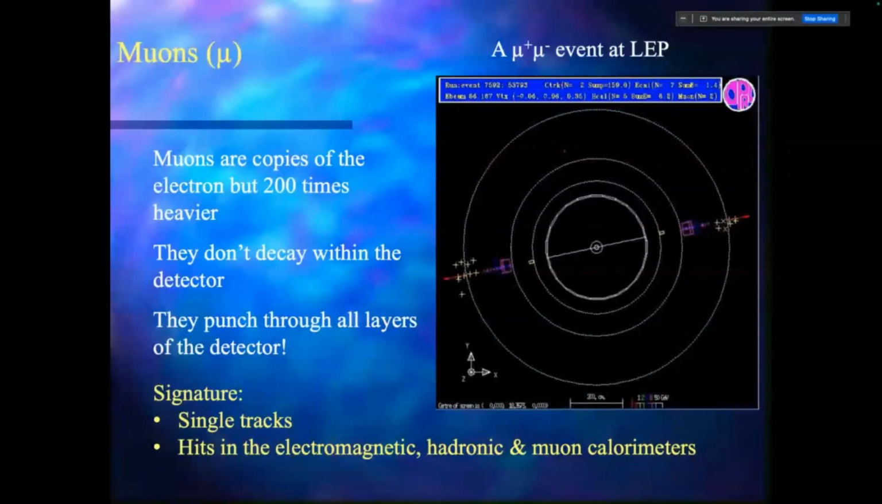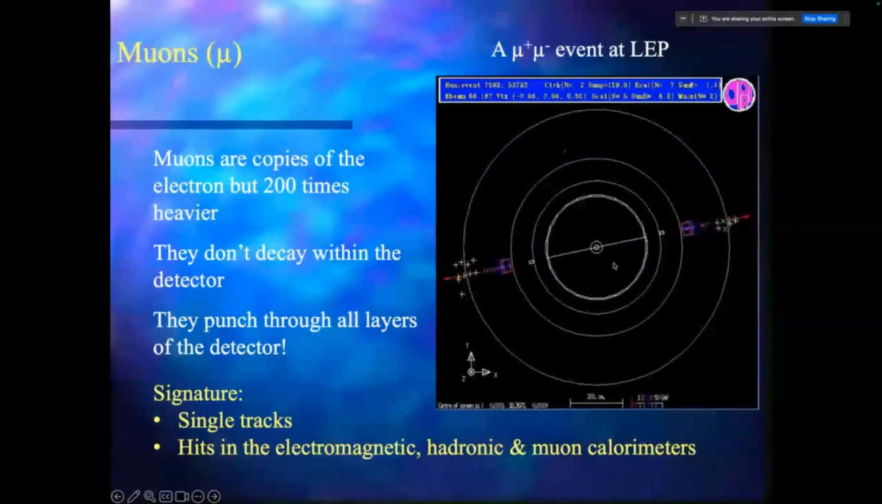So it leaves again a track, as well as hits in all of the calorimeters, so the electromagnetic, the hadronic, and then the muon chamber. So you expect a single track plus hits all throughout the detector. Again, this is an example of a muon anti-muon event, or mu plus mu minus event at LEP.